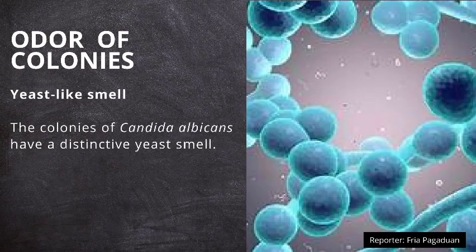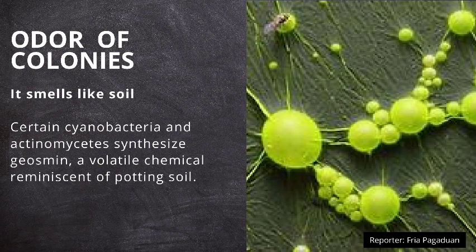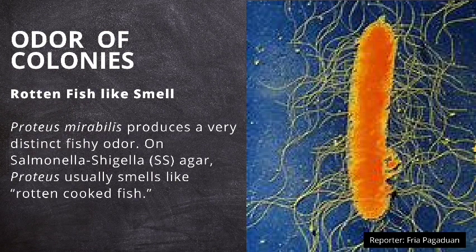First, we have a yeast-like smell. The colonies of Candida albicans have a distinctive yeast smell. Second, a soil-like smell. Certainly, cyanobacteria and actinomycetes synthesize geosmin, a volatile chemical reminiscent of potting soil. Third, a rotten fish-like smell. Proteus mirabilis produces a very distinct fishy odor. On Salmonella-Shigella agar, Proteus usually smells like rotten cooked fish.